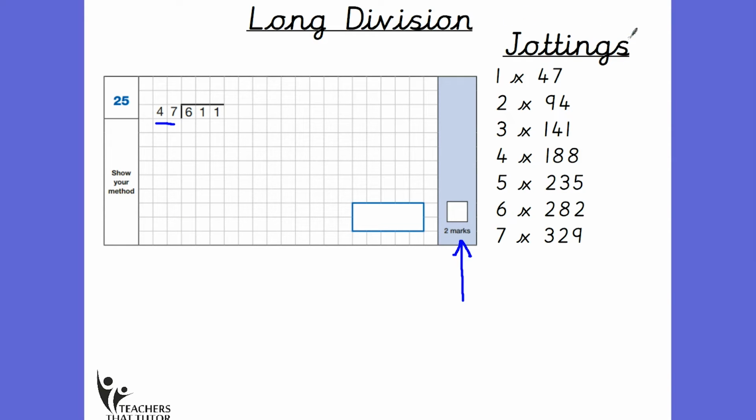So what the children would do is they would write jottings over here, or just J for short, if they're short on time, and they would write down the 47 times table. Now, I know that people don't know their 47 times table, so that's why we call it jottings, because they have to work them out.